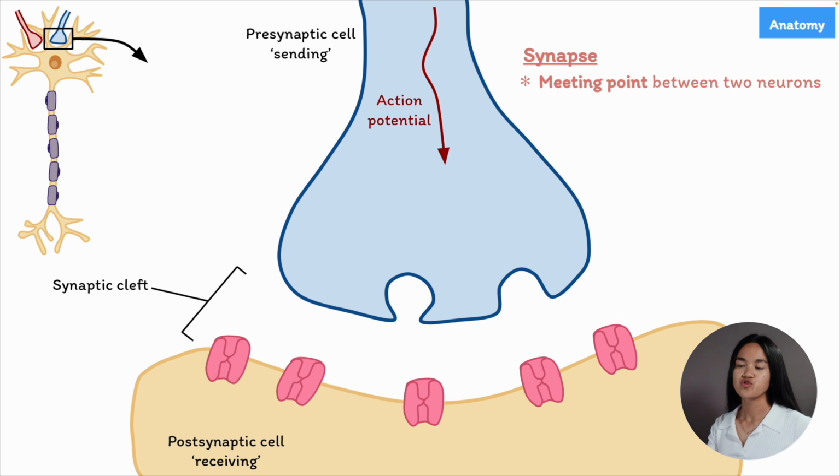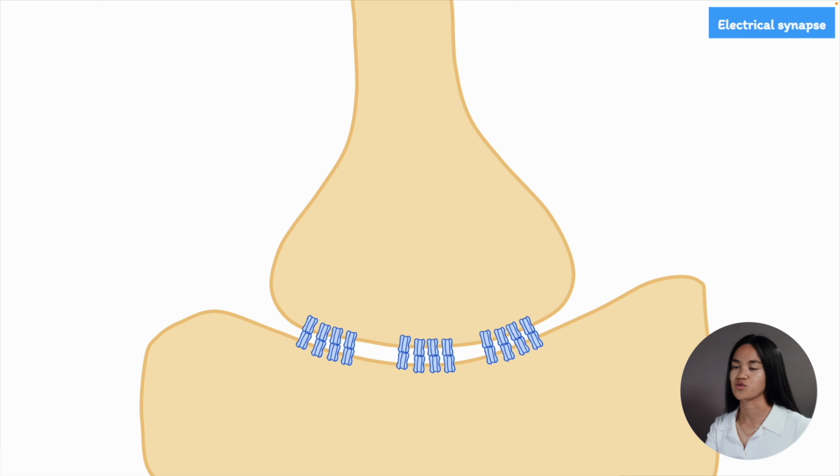Okay, now there are two types of synapses. We have electrical and chemical. Synaptic transmission can either be electrical or chemical. So now let's break down the differences between these two, starting with electrical synapses.